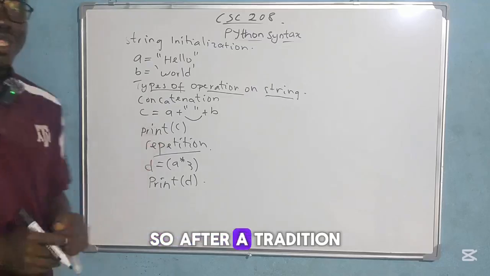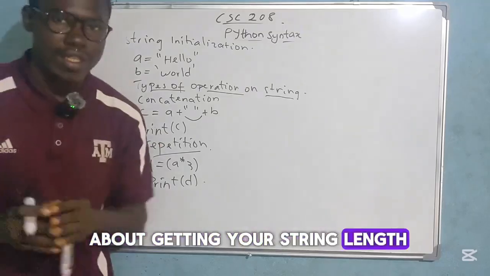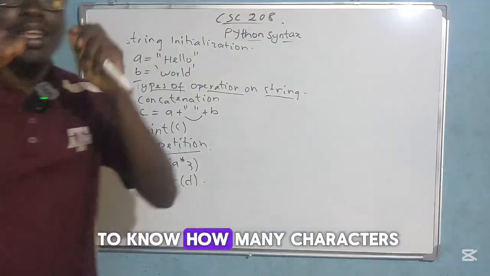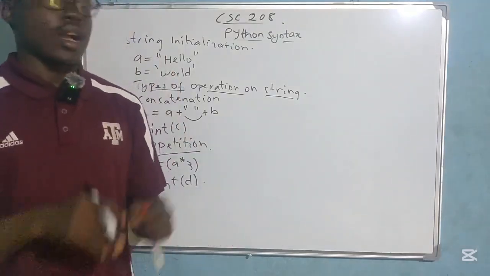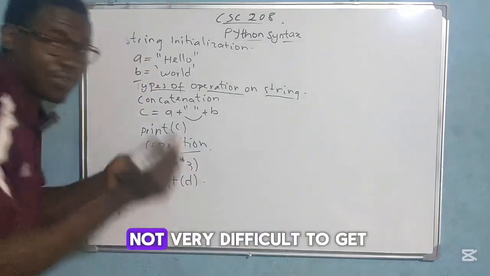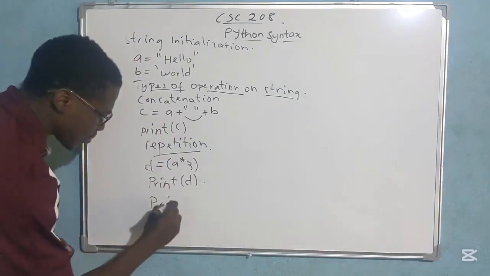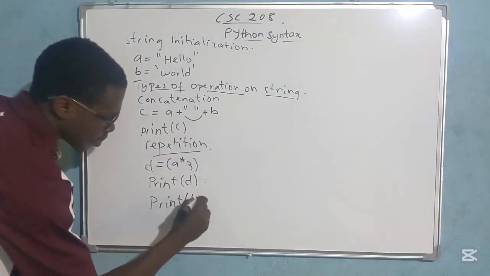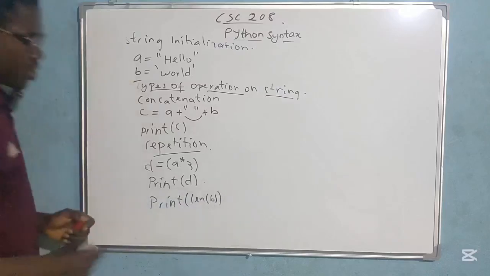After repetition, we're going to talk about getting your string length. Let's say you have a word, and you want to know how many characters are in that string. It's not very difficult to get. You can just print len(B). Same thing here.